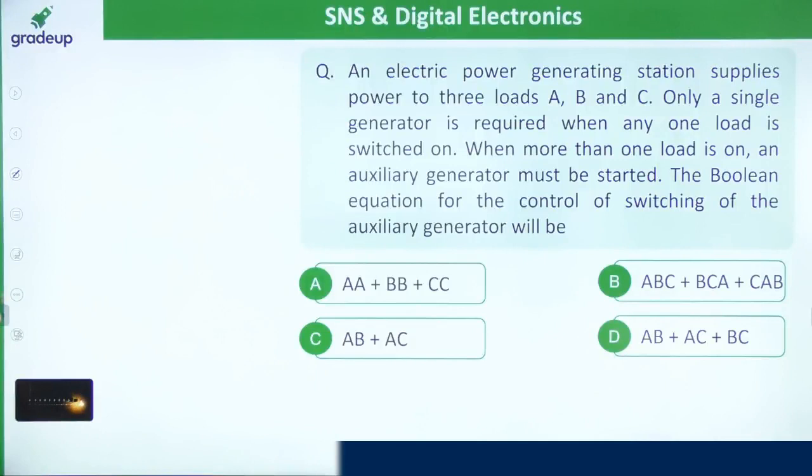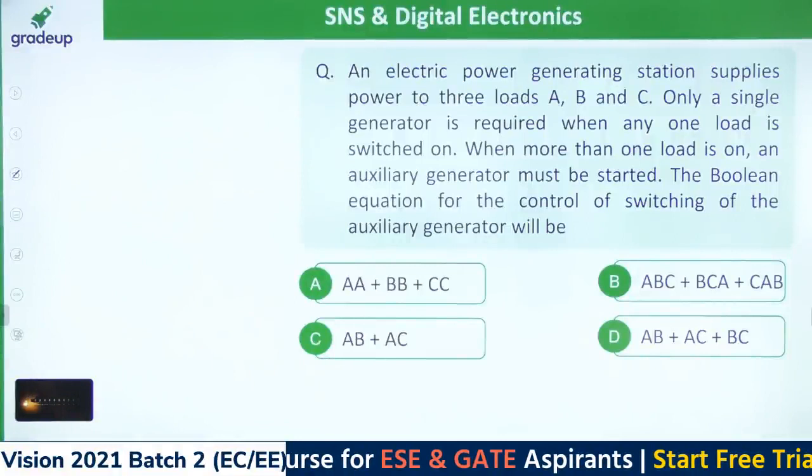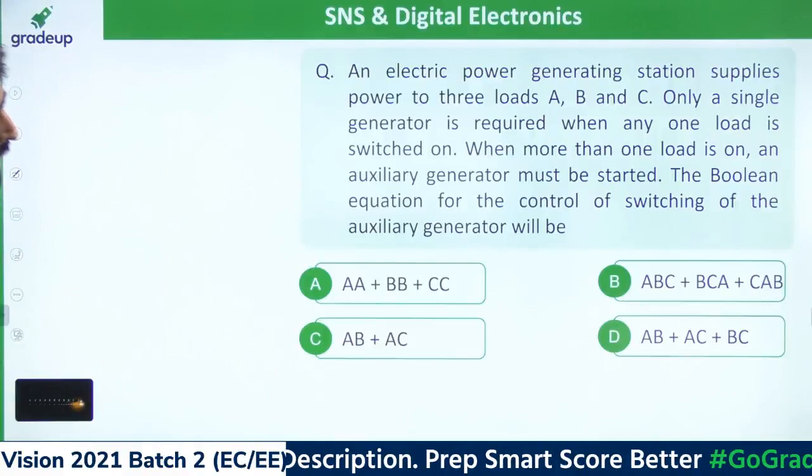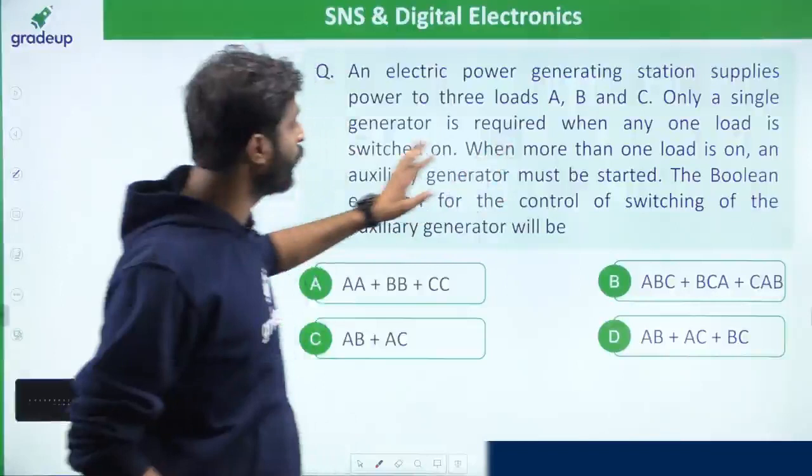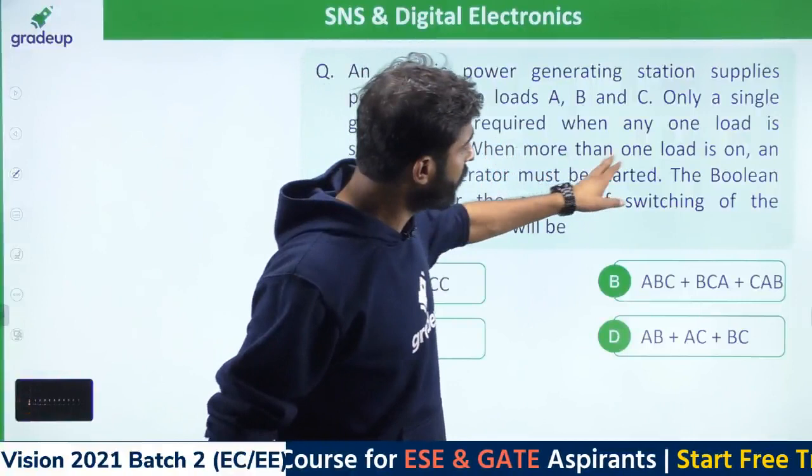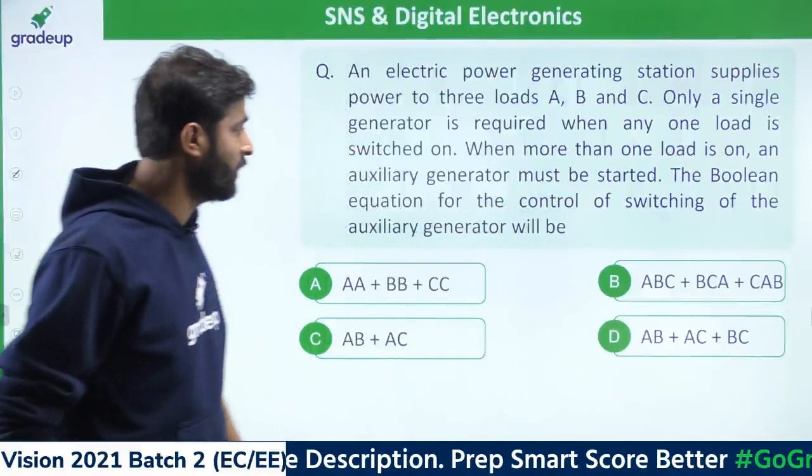It is just a theoretical question, very easy question. This dekhne mein tough lag raha hai, but actually it is a very easy question, right? What is that question? An electric power generating station supplies power to 3 loads A, B and C. Only a single generator is required when any one load is switched on. When more than one load is on, an auxiliary generator must be started. The Boolean equation for the control of the switching of the auxiliary generator will be.